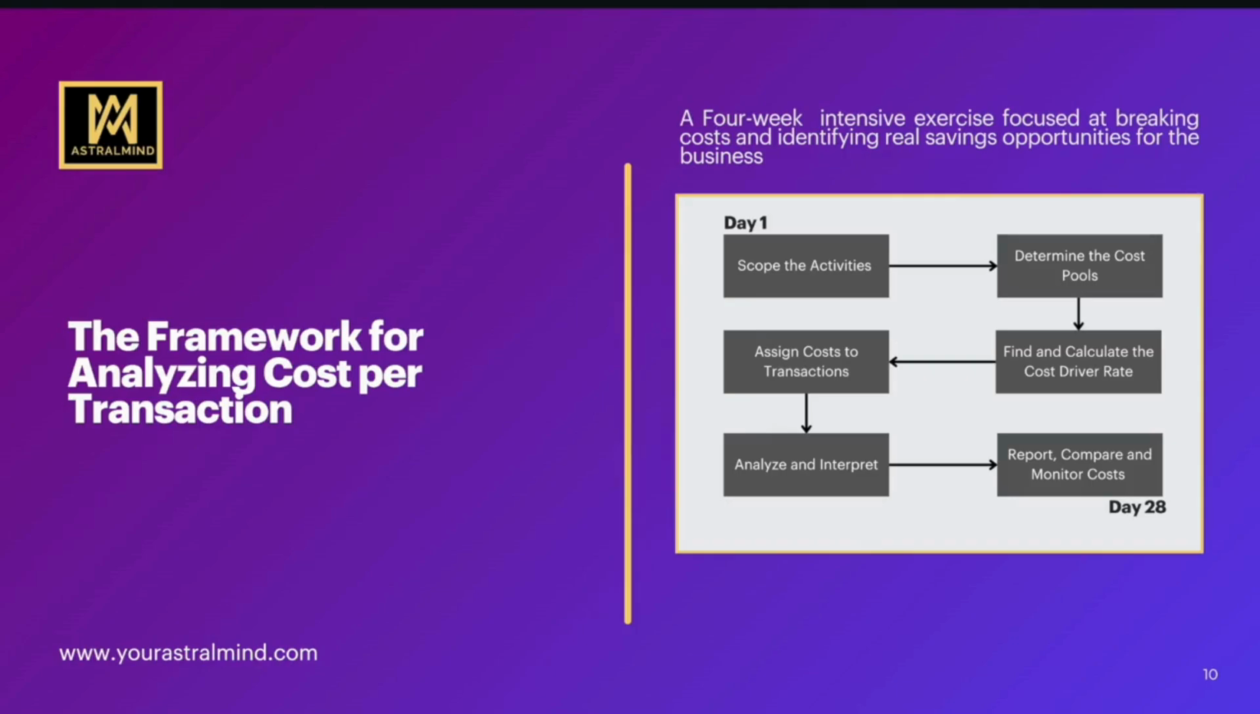After we have determined the cost pools, we find and calculate the cost driver rate. So what basically influences cost? Is it the volume? Is it the technology maturity? Is it the complexity? Is it the variety of transactions that we are handling? Is it the quality of data?